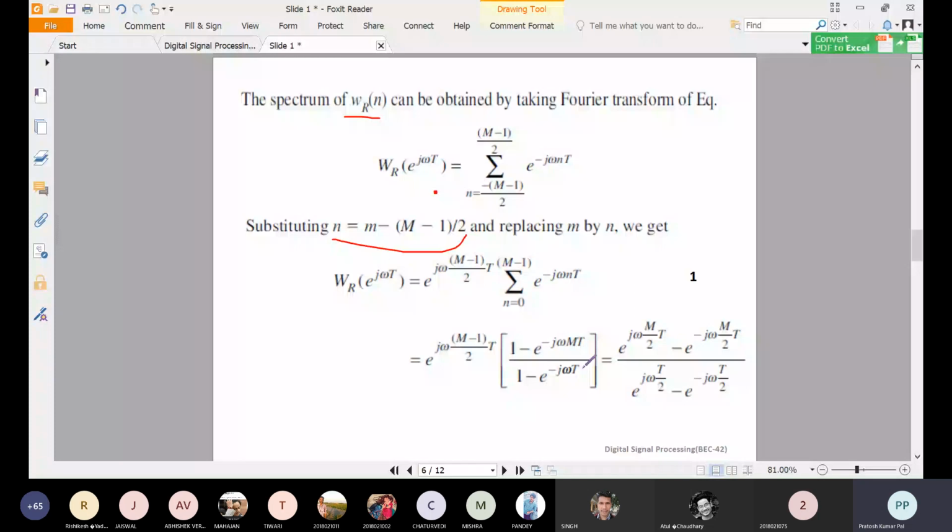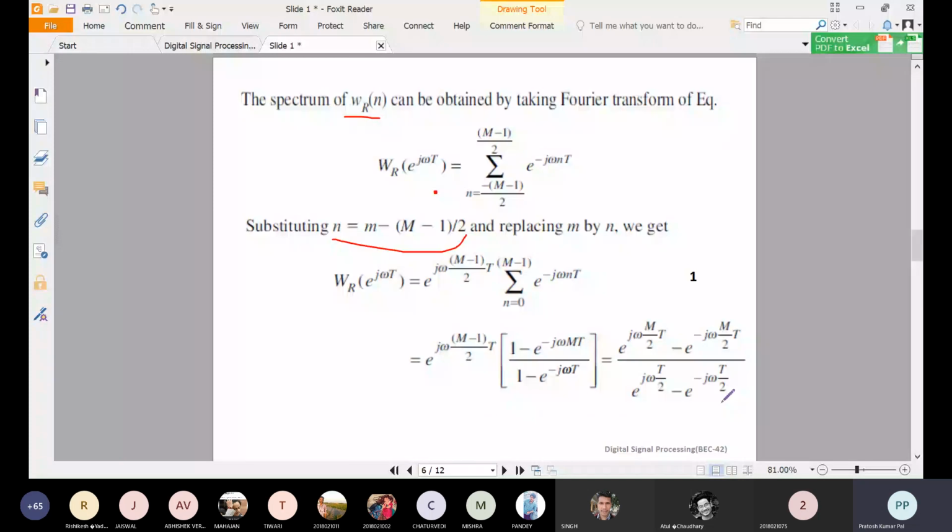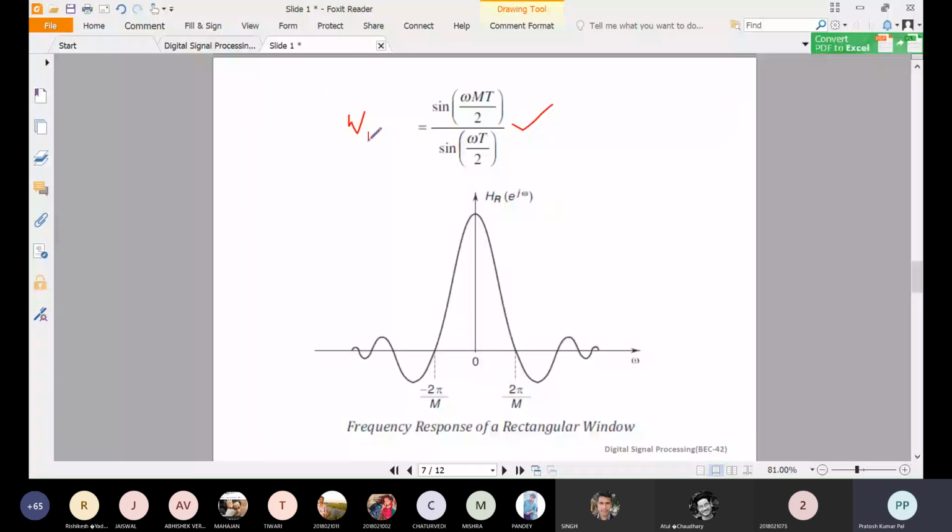Okay, so it is sine of omega M T divided by 2 over sine of omega T by 2. So a sine function is on the upper side and on the downside, both will be there. The only difference is M, which will be on the top side. After solving this by using Euler's formula, we can get this function. And once we plot this, this will be your W_R of e to the power j omega.